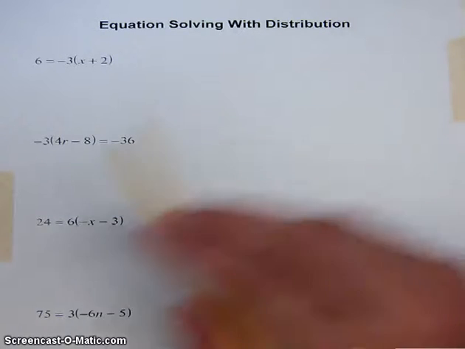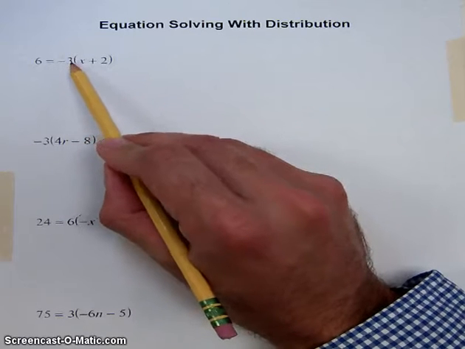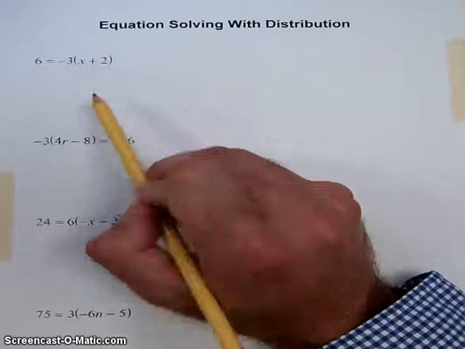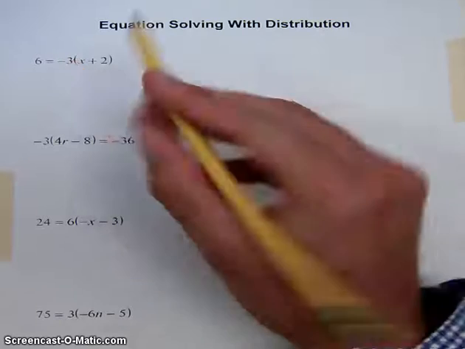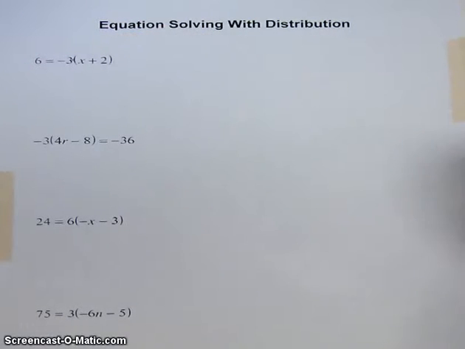So let's try that. First thing you need to do is realize this -3 here is multiplying this whole quantity x plus 2. You don't see a multiplication symbol, but it's understood in mathematics to be there. If you wanted to put a little dot in there so it reminds you that this is multiplication, then you should do that.